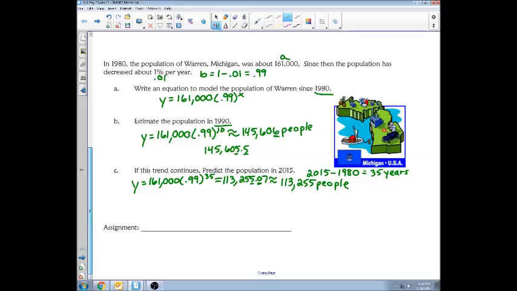The most important thing to realize here is that if I have exponential decay, I am going to take 1 and subtract my rate from 1 in order to figure out my new growth rate, as I did in part B right here. That would go in place of my B value in my equation, which is in between the parentheses.